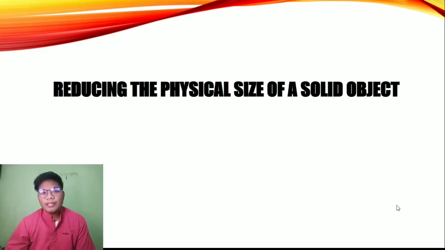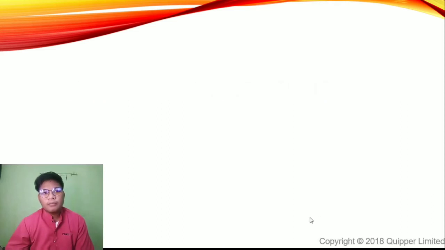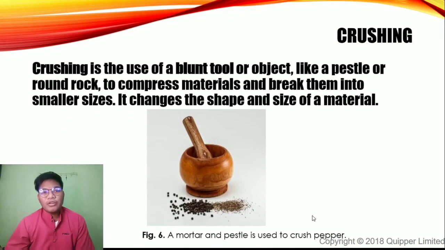Reducing the physical size of solid object. Reducing the physical size of the materials either involves cutting or crushing the material to pieces. There are times when smaller size objects are easier to handle compared to large objects. Let's talk about crushing. Crushing is the use of a blunt tool or object like pestle or round rock to compress materials and break them into smaller sizes. It changes the shape and size of a material.